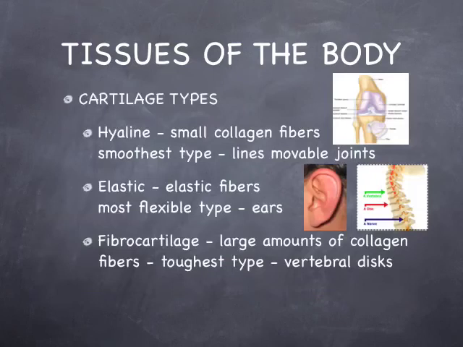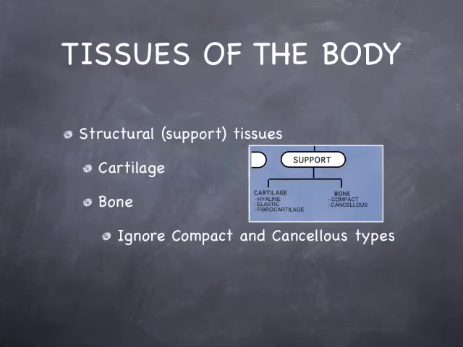So all cartilage is reinforced with fiber, but it's the type of fiber and how much. There is collagen in hyaline too, but the fibers are so small that the surface of the cartilage is very soft and smooth to be able to function in joints. So the structural support tissues are cartilage and bone.